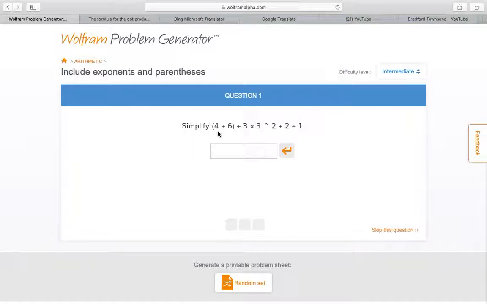Okay. And then after parentheses goes exponents. So that simplifies within the parentheses to 10. And then that's going to be plus 3 times 3 to the second power. So that's an exponent. And then plus 2 divided by 1. So I'm saying the next thing we probably would be doing is take that squared. So we're going to have 10 plus 3. Okay. Now you should work along with me, and you can pause it if you need to.